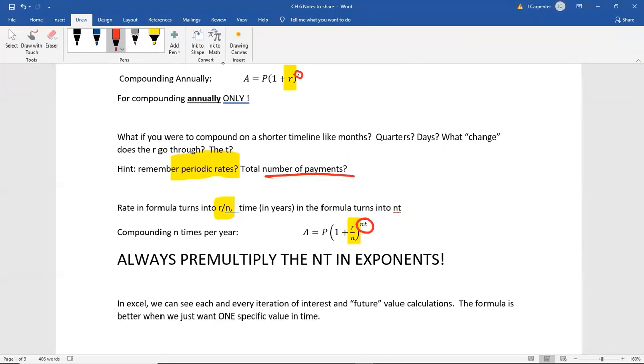Now, when you're putting these in your calculator, I have this bolded and capitalized, and now I'm red underlining it. Always pre-multiply the n and t in your exponents. You absolutely have to pre-multiply your n and your t in your exponents.